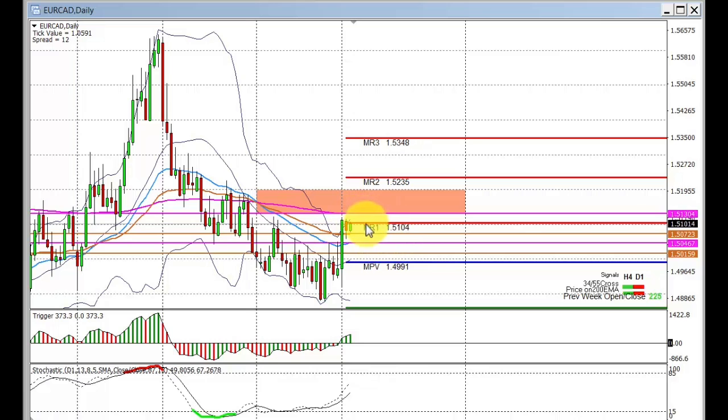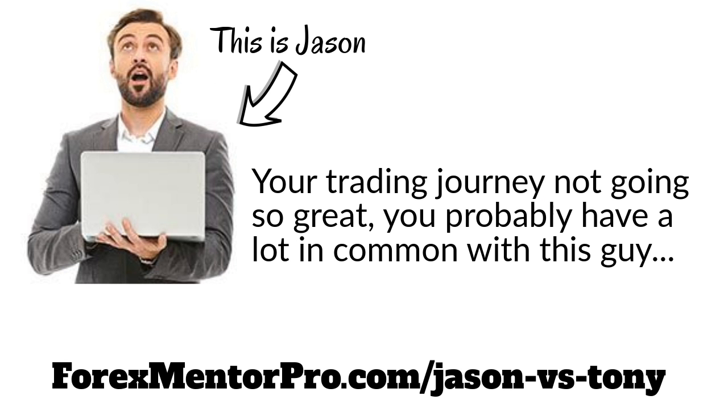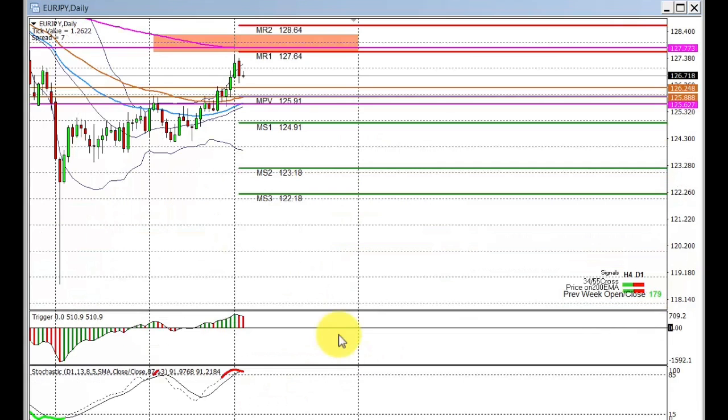What I don't like about this chart is that we've got a hell of a lot of EMAs to the downside here that can give support. Take note of them and be careful.